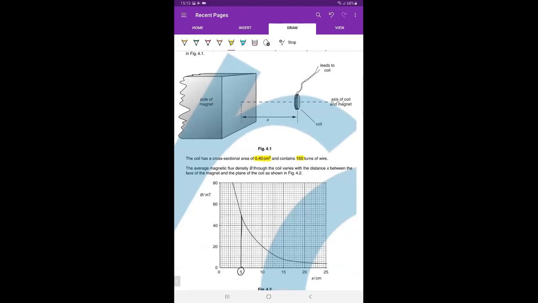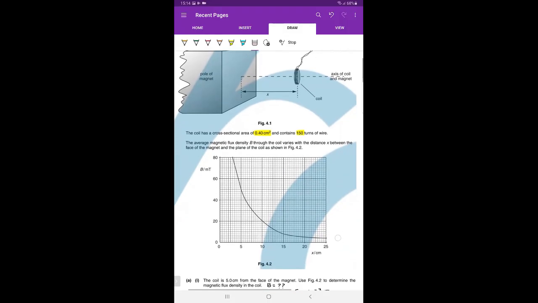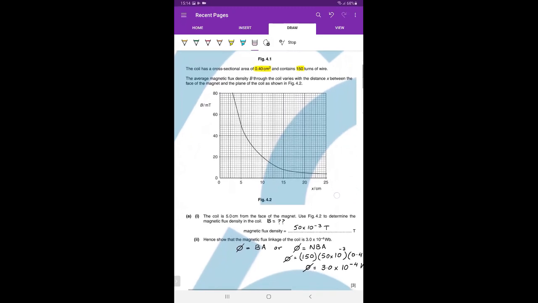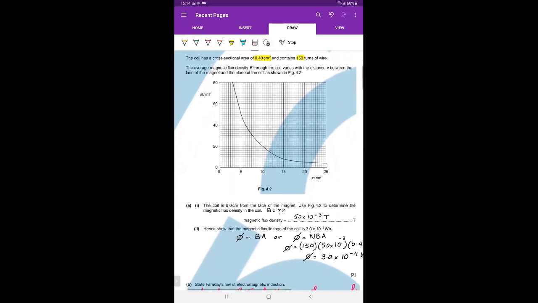The average magnetic flux density B through the coil varies with the distance x between the face of the magnet and the plane of the coil as shown. So the graph tells you how the strength of the magnetic field varies with the distance. All right. अब values क्या क्या use करनी है ना, उसको discuss कर लेते हैं. I'll need the graph more so than the diagram. थोड़ा सा try करता हूँ कि graph नजर आता रहे.